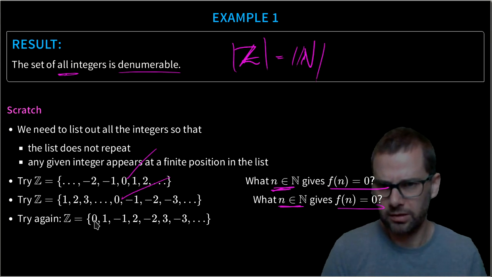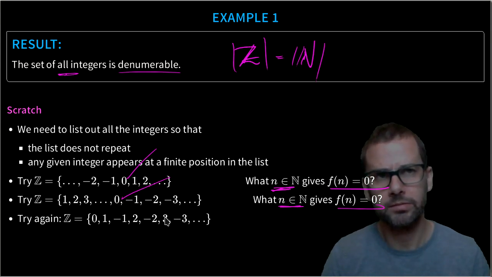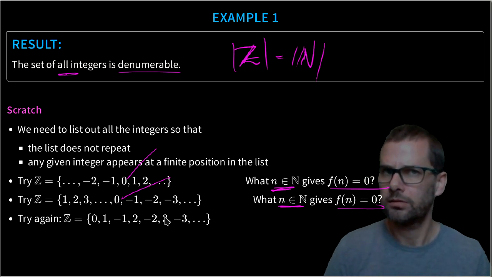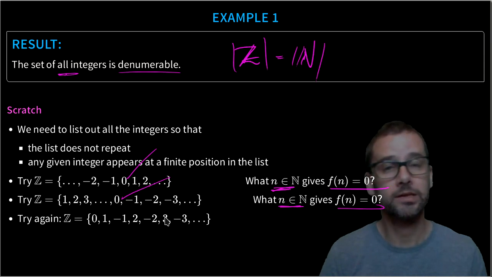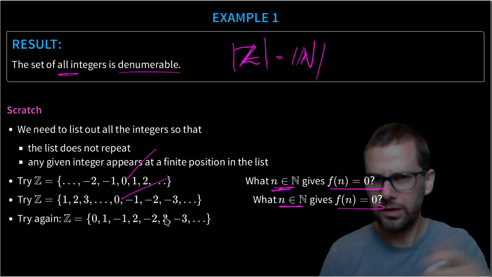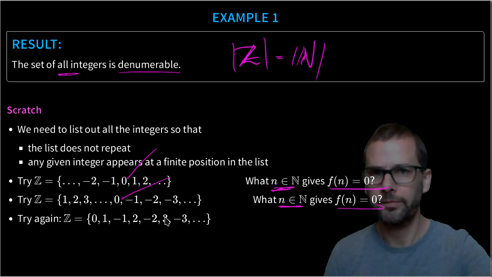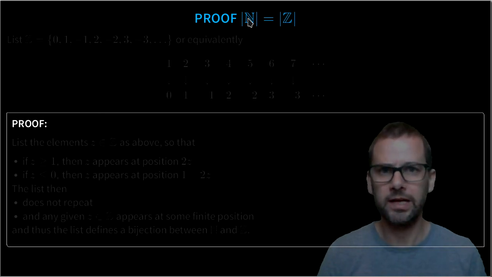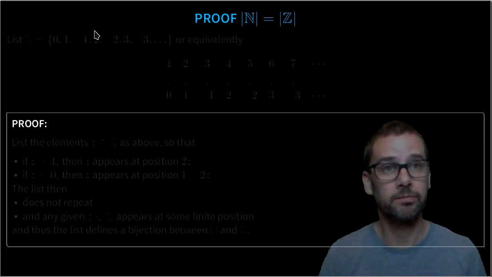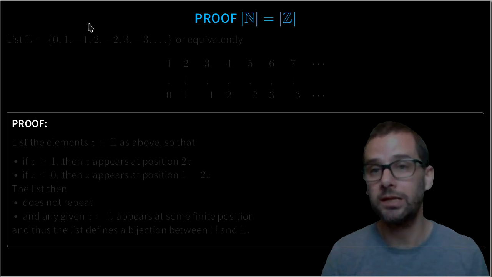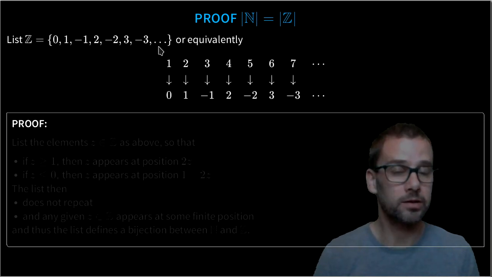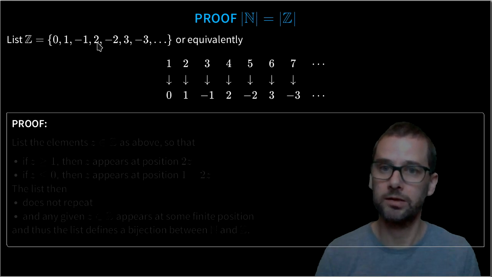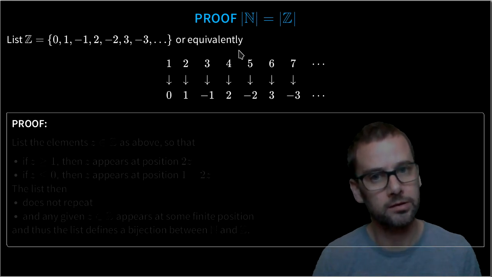So what have we got here? 1, 2, 3, 4, 5, 6. So for example, 3 appears at position 6. Okay. So this list will not repeat, and any given integer will appear at some finite place in the list. We can make this a bit more rigorous on the next slide. So let's prove that z and n have the same size, that there's a bijection between them, and we do that by listing out the elements correctly. So we're going to list out the elements of z as we did on the previous slide, namely 0, 1, -1, 2, -2, 3, -3, and so forth.